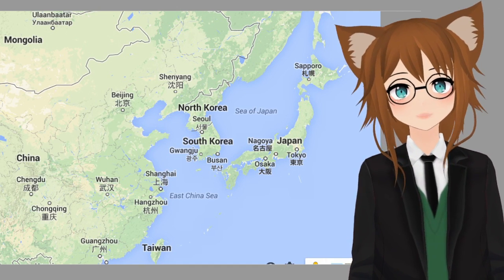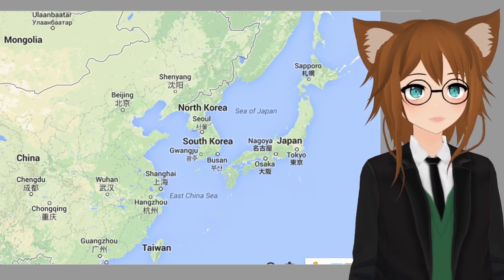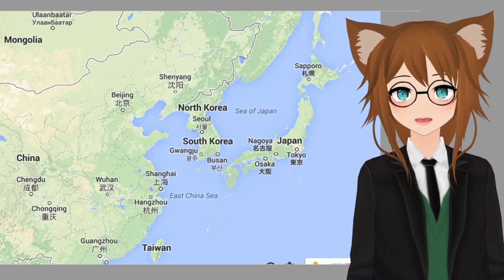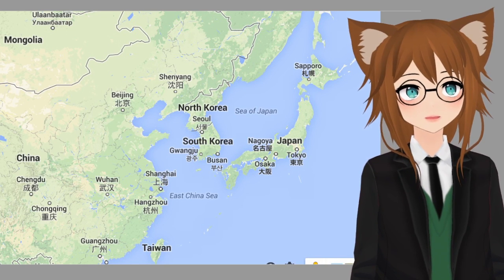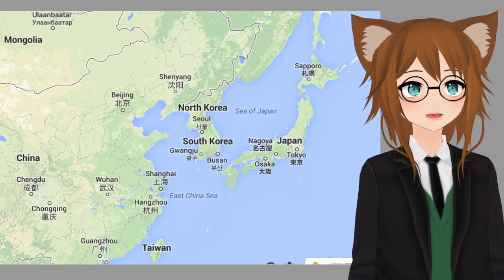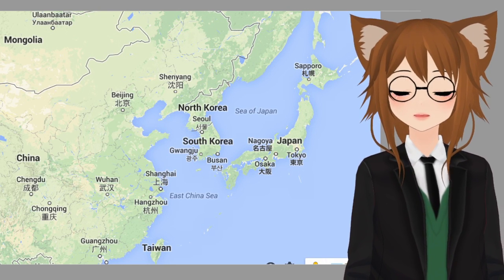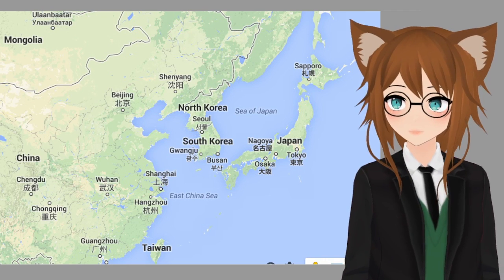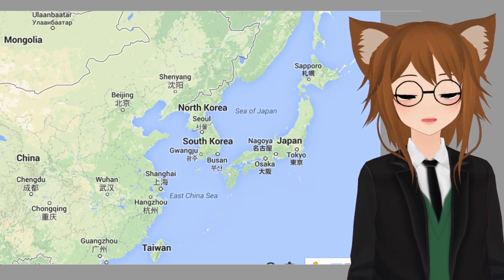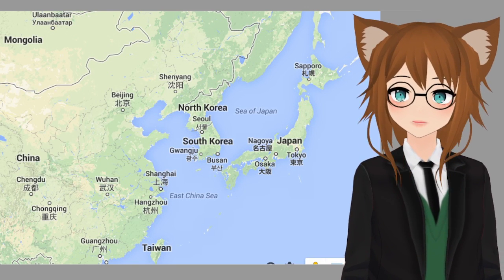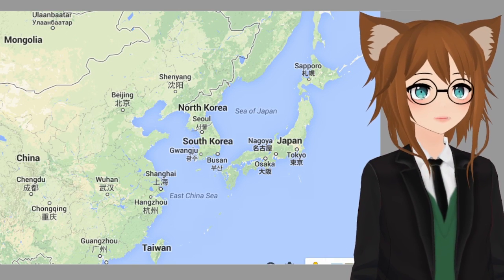Oftentimes we have maps that just show Japan as a completely isolated entity, and you don't have a good idea of how close it is to Russia and Korea. But so I like to include this kind of map that really shows you how close it is to the Asian mainland. So about 126.3 million people currently live here. It is the 11th most populated country in the world. It is 36th in population density.